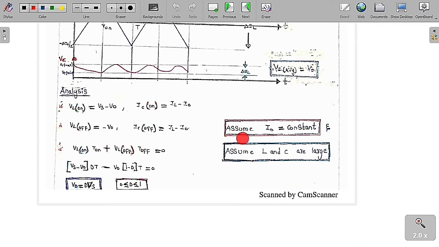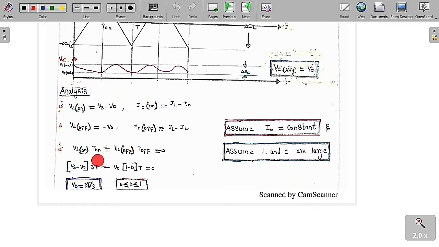I am going to assume that the load is highly inductive, so the output current is almost constant. So I assume that I naught is always constant. I am also going to assume that L and C are greater than the critical inductance and the critical capacitance. Therefore continuous conduction is possible.